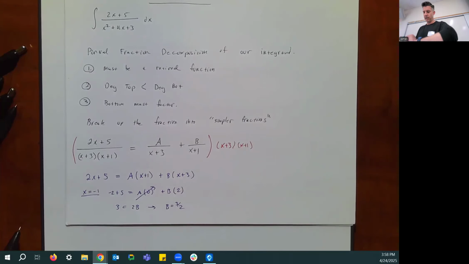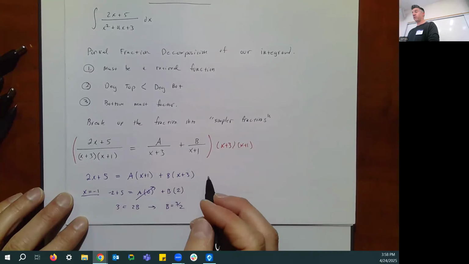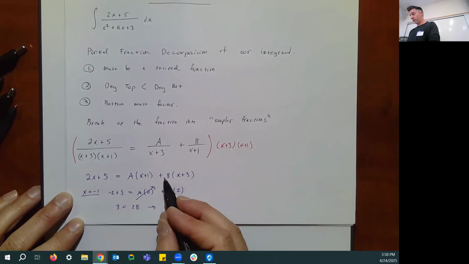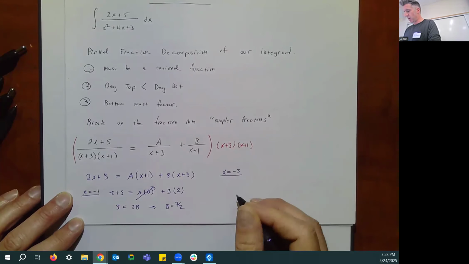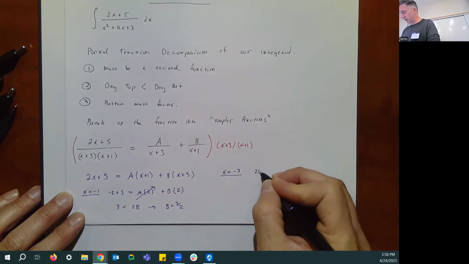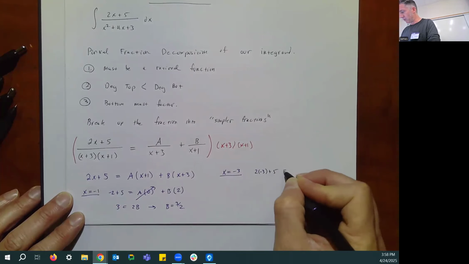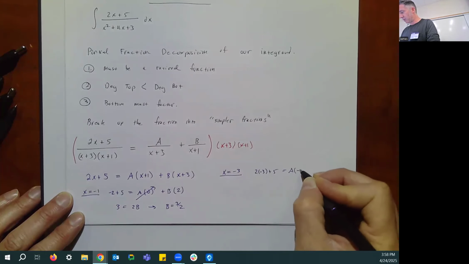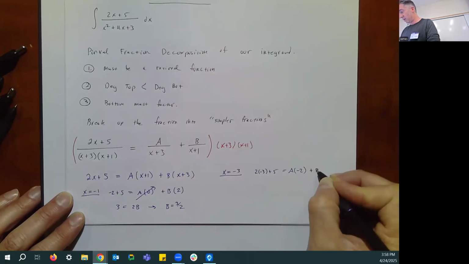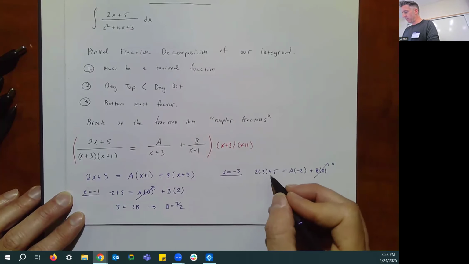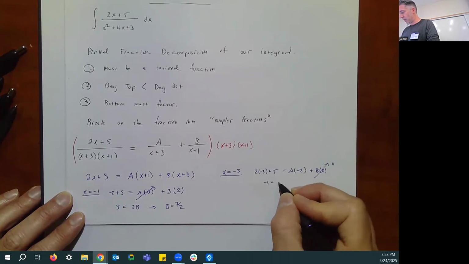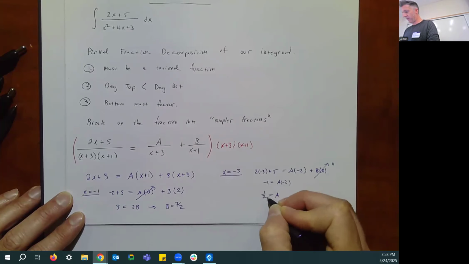Similarly, I can make a really easy, convenient choice of x to solve for a. If I chose x equal to negative 3, I'm going to get 2 times negative 3 plus 5 equal to a times negative 3 plus 1 plus b times 0. So then negative 6 plus 5 is negative 1 equals a times negative 2. So a is equal to positive 1/2.